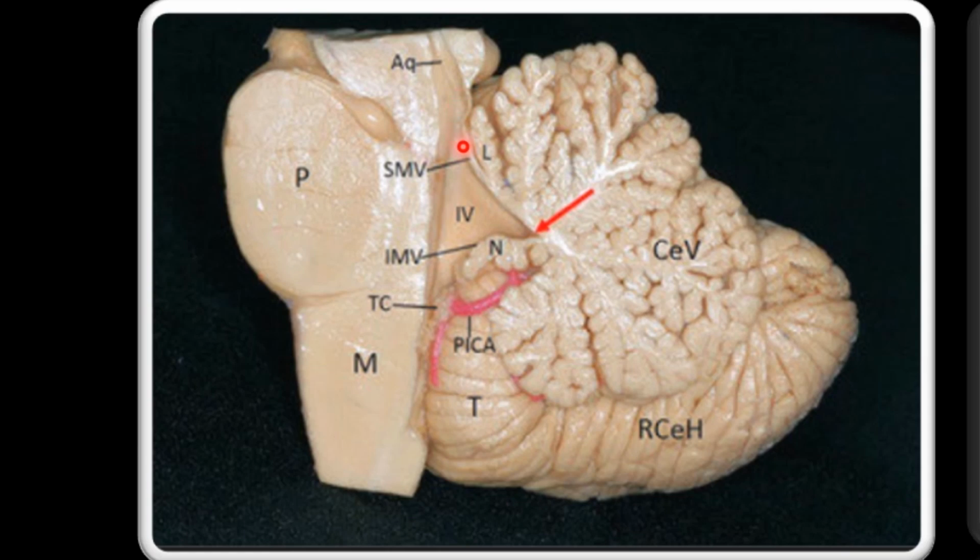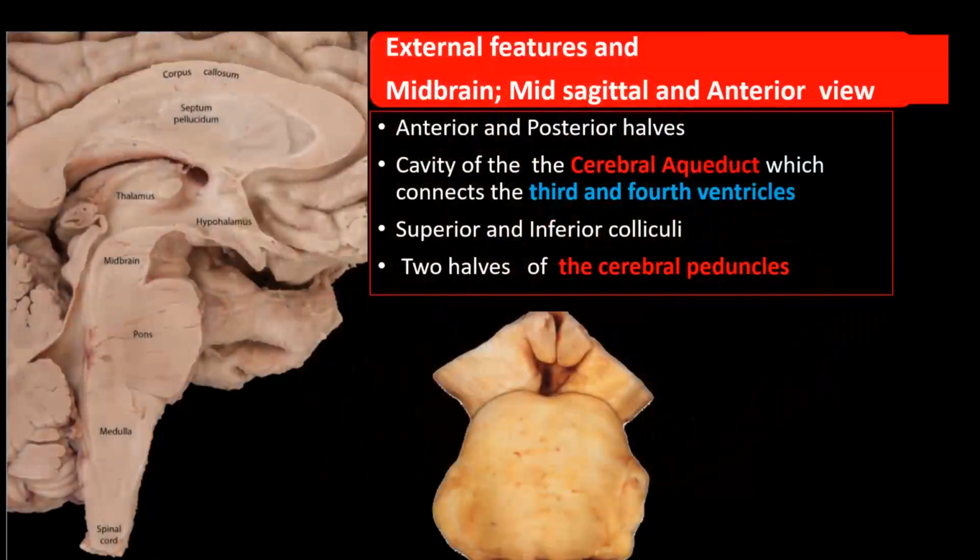So this is the superior medullary velum, and then it stretches between the 2 superior cerebellar peduncles and forms the roof of the 4th ventricle. Before we go to the internal features, we'll use these 2 images to have a brief summary of the structures we've mentioned so far. Now let's look at this anterior surface.